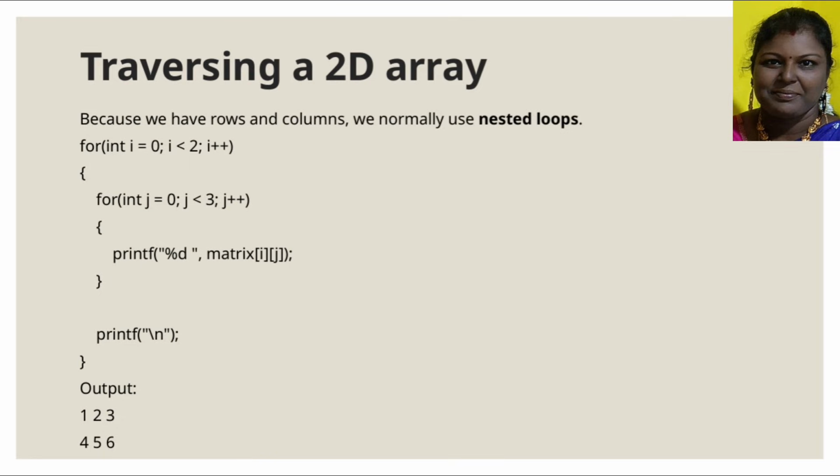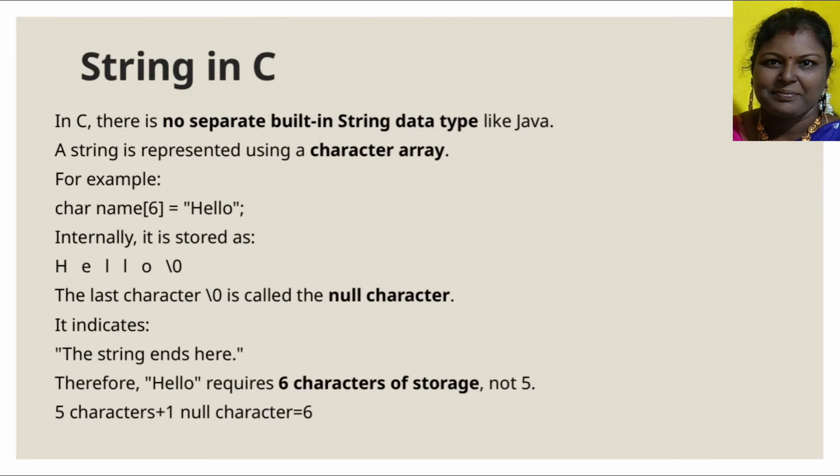In C, strings aren't a separate data type like in Java. Instead, they're just arrays of characters. For example, if we declare a name with 6 characters to hold "hello", it actually stores each letter plus a special null character at the end. This null character, written as \0, tells the program where the string ends. So even though "hello" has 5 letters, it needs 6 spaces in memory to include that invisible end marker.